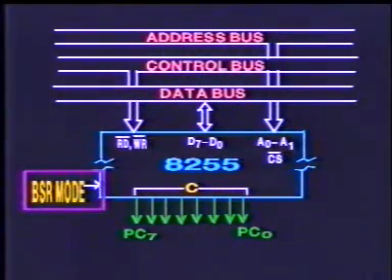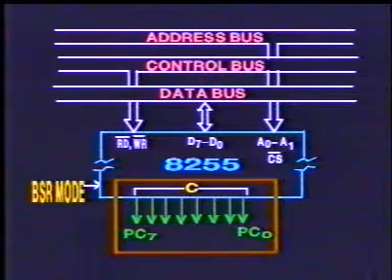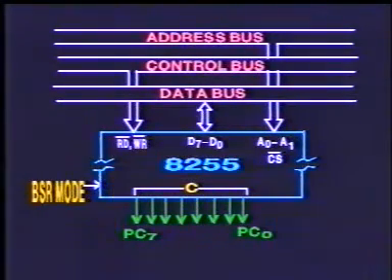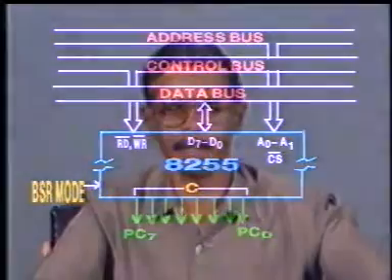Bit set reset mode makes use of only port C. Any bit of port C can be set or reset. So we have learnt about the interfacing details. Now let us go on to learn a simple application. The application involves interfacing switches at a port and interfacing LEDs at another port.